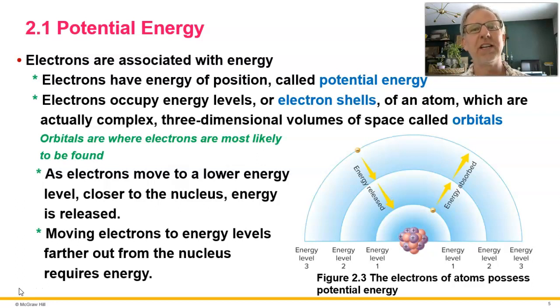Electrons are associated with energy. Now, electrons have what is referred to as energy of position. And energy of position is potential energy. So let me remark on that. Potential energy is stored energy. It's energy that's not being used, but it has the potential to be used, to do something, to make something happen. So, one clear example of potential energy is a gallon of gasoline.